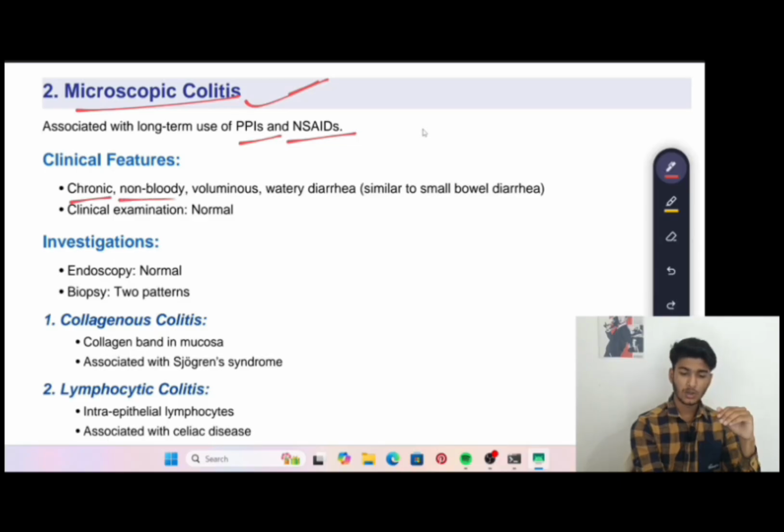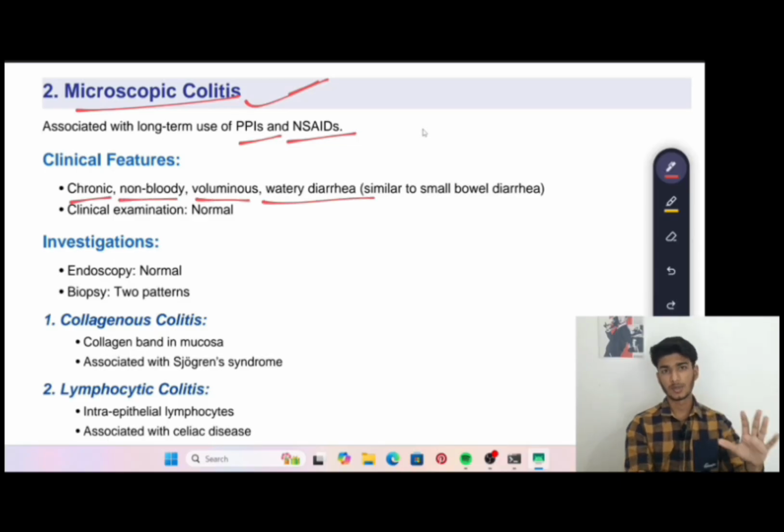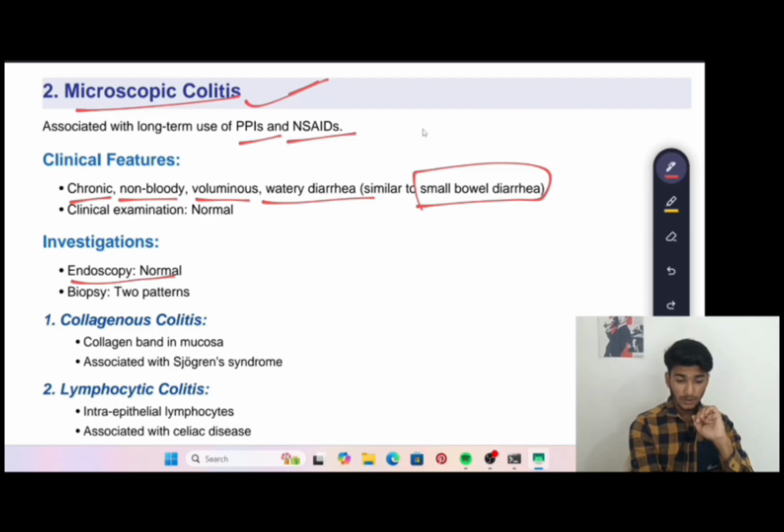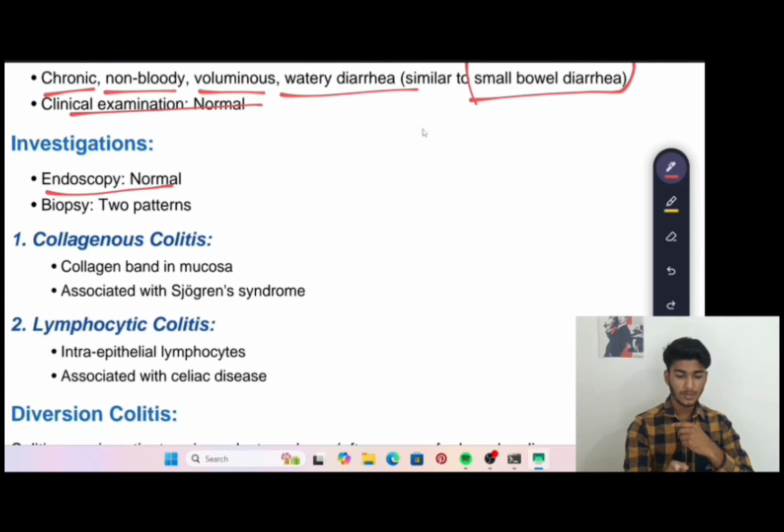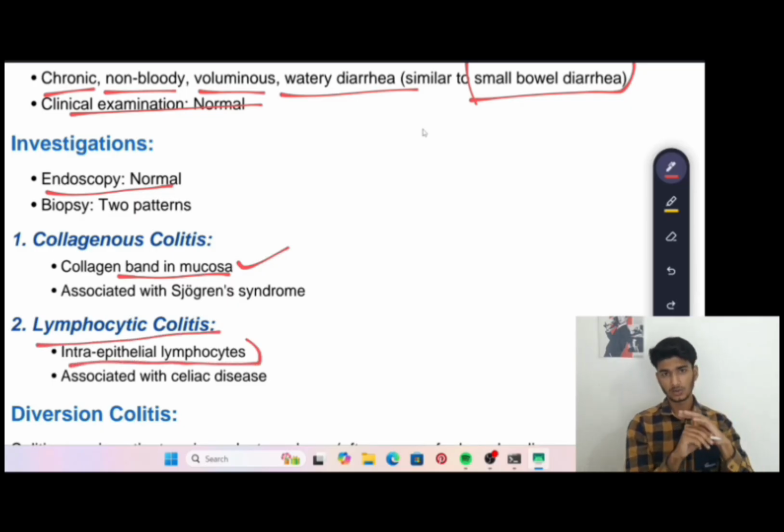And what are the clinical features? There will be chronic, non-bloody, voluminous, watery diarrhea, similar to small bowel diarrhea. The clinical examination will be normal and the endoscopy will be normal, but on biopsy you will see two patterns: collagenous colitis and lymphocytic colitis. In collagenous colitis, you will see a collagen band in the mucosal layer, and it is associated with Sjogren syndrome, whose basic feature is decreased secretion. Then there is lymphocytic colitis, where the intraepithelial lymphocytes are involved, and it is associated with celiac disease. The basic symptoms present in celiac disease will be present in lymphocytic colitis.